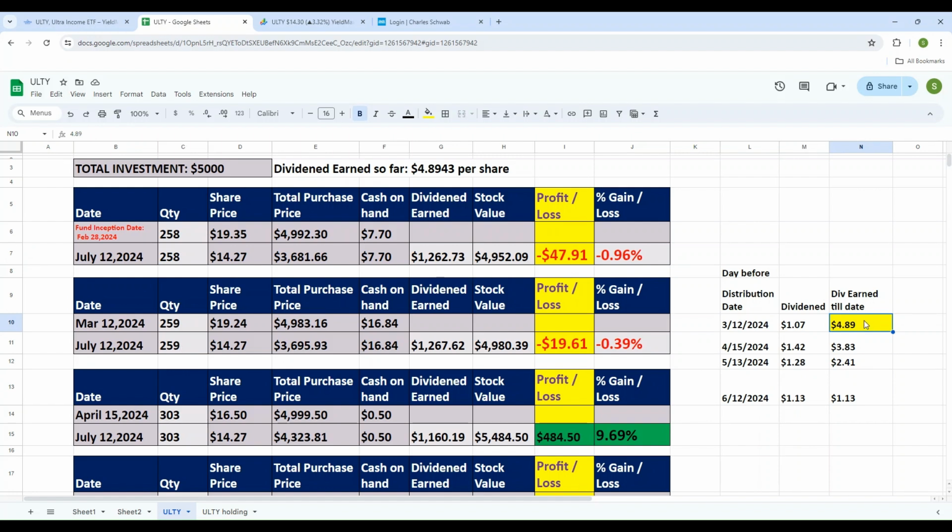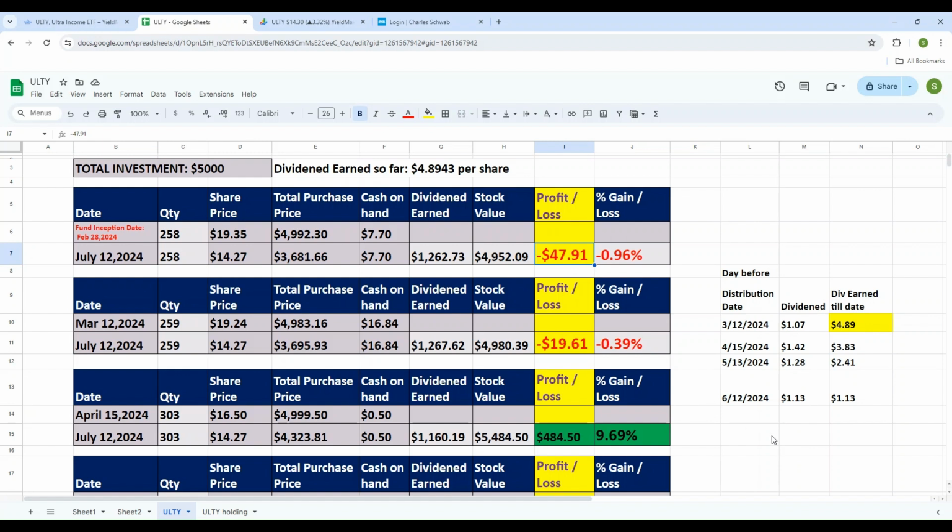So if you take those $4.89, multiply with 258, you'd earn $1,262.73 in dividend. And the value of the stock in the market is $3,681. So altogether, the value together is $4,952. But you invested $5,000 on February 20th, right? And it's less than $5,000. So you're pretty much in red over here.